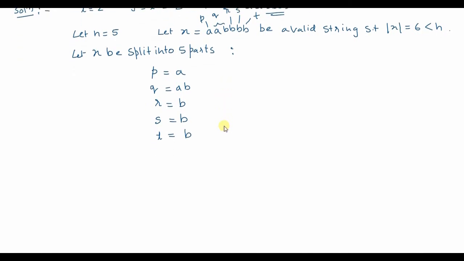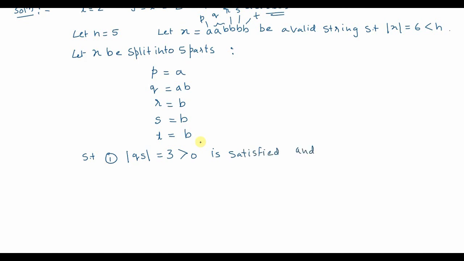Fine. Now let's see whether the conditions are satisfied. What is the length of QS? The length of Q is 2, S is 1, so it is 3, and 3 is greater than 0. It's satisfied. So this is the first condition, satisfied.